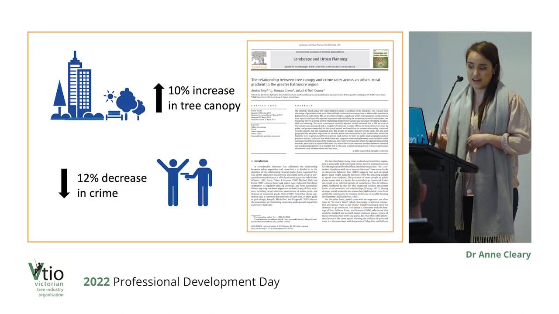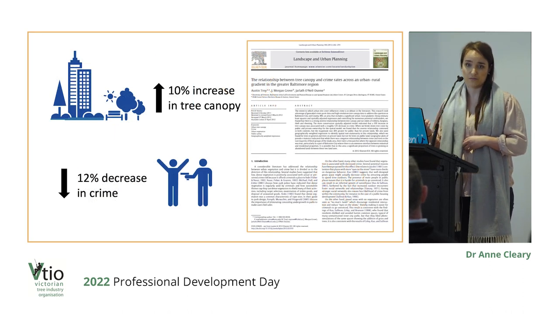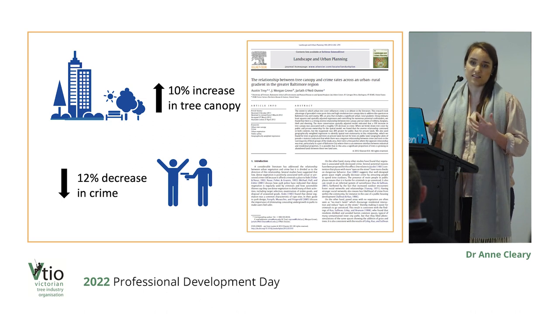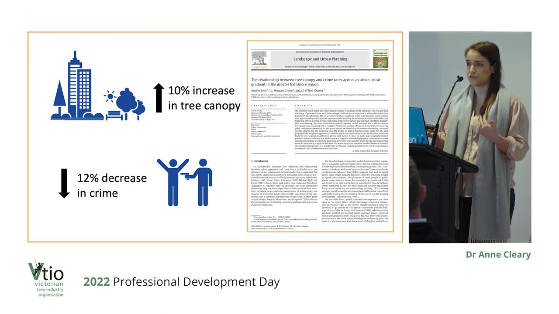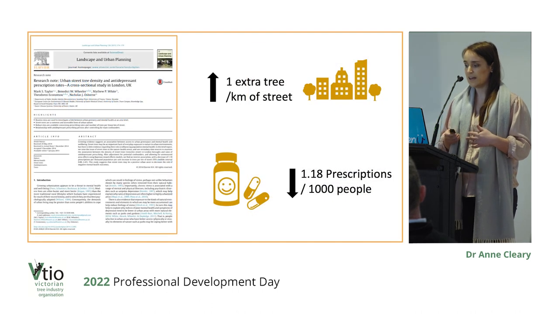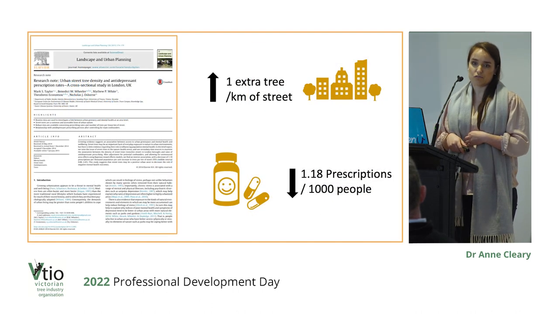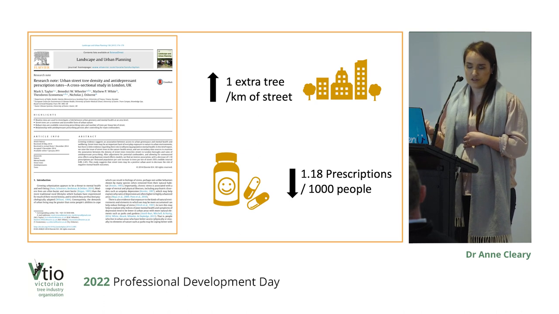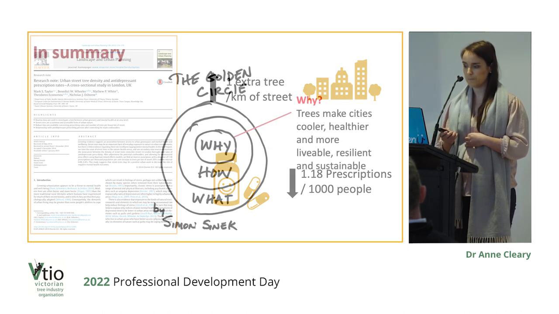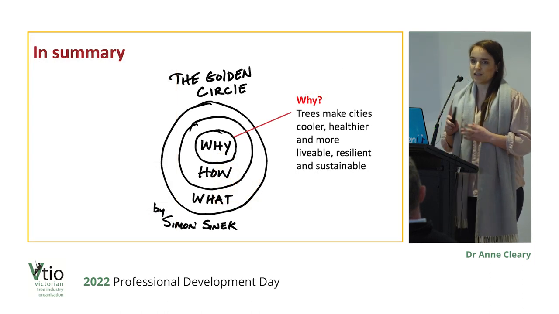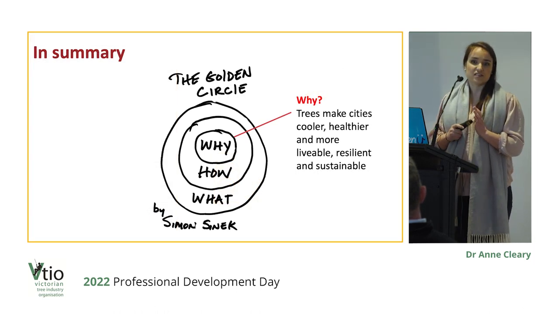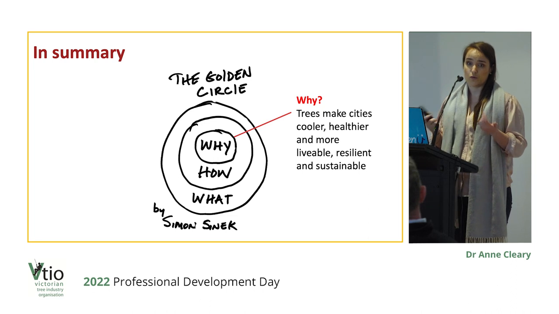A 10% increase in tree canopy can reduce perceptions of crime by 12%. Again, because it's activating that kind of social capital and encouraging social interactions of people getting outdoors more. And it can even lower rates of antidepressant prescriptions as well, with this study that looked at urban canopy. So as I said, the research has given us a really strong case for why we need trees in our cities.